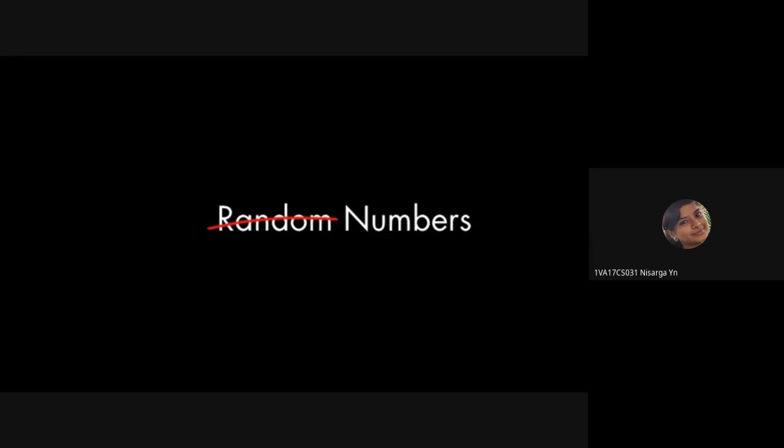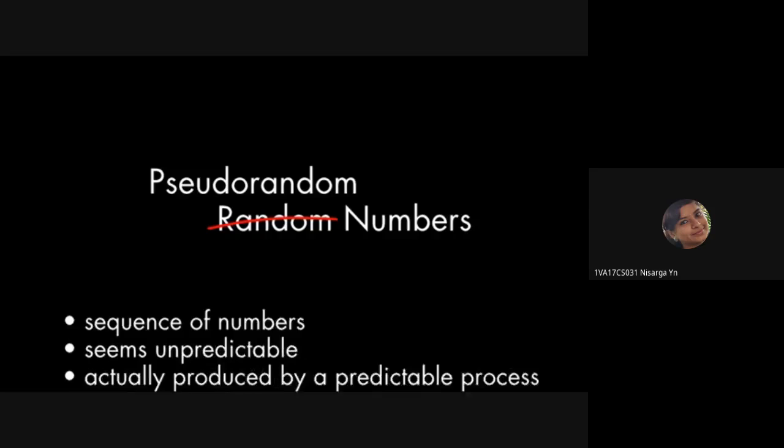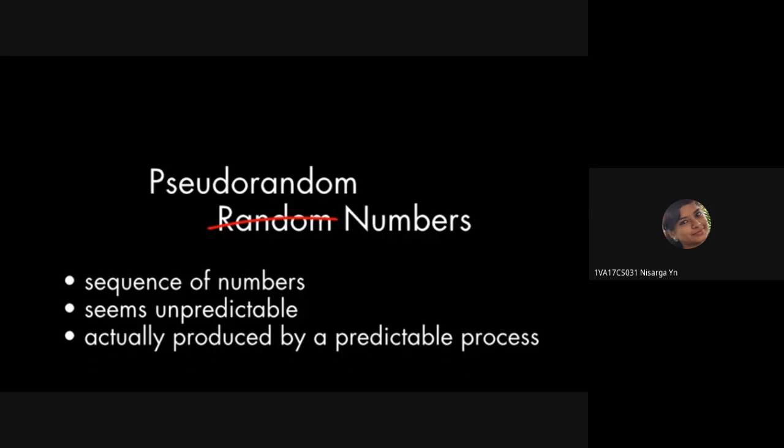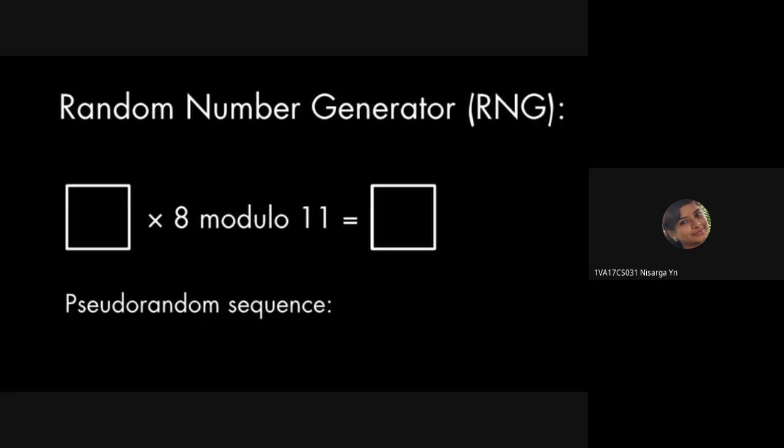So instead, software makes use of what is known as pseudo-random numbers. This is a series of numbers in a particular range that seems unpredictable, but is actually produced by a straightforward mathematical process. Here's an example of a software-based random number generator. This particular generator is going to produce pseudo-random numbers in the range of 1 to 10. We start with some number in this range, let's say 5. We call this number the seed.